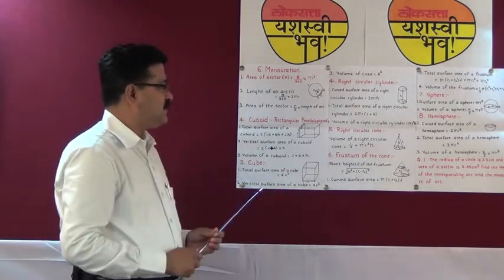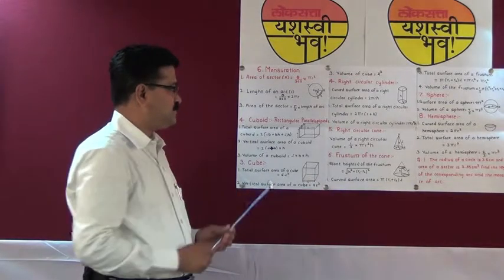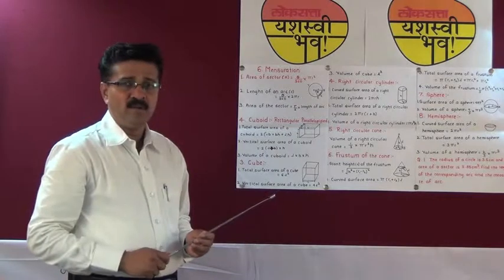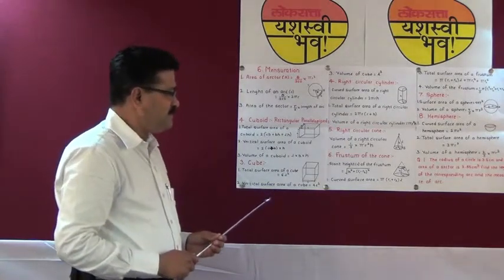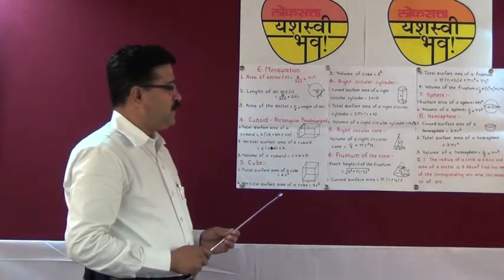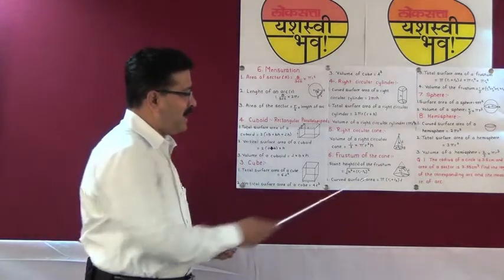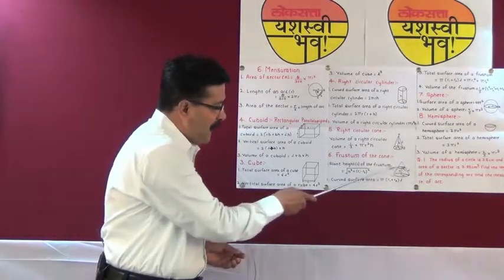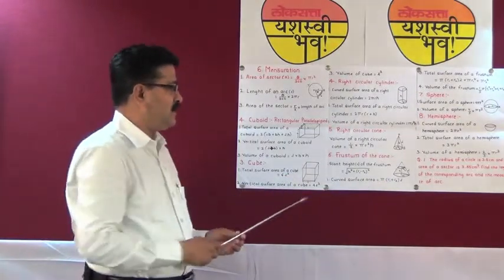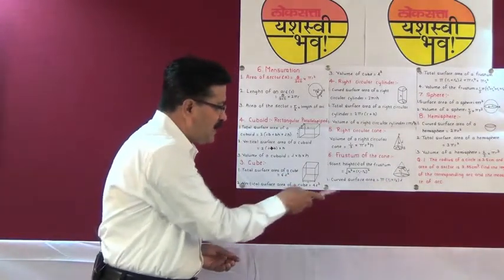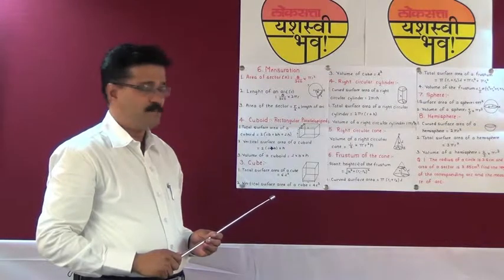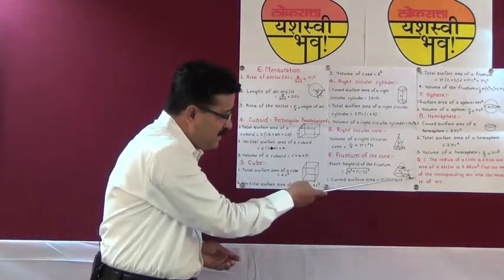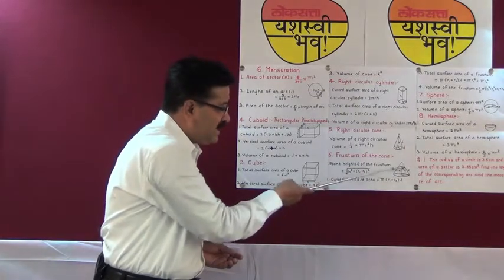Next one is frustum of a cone. What is a frustum of a cone? We get the frustum by cutting a cone in a plane parallel to the base area. When we cut a cone in a plane parallel to the base, we get a frustum.